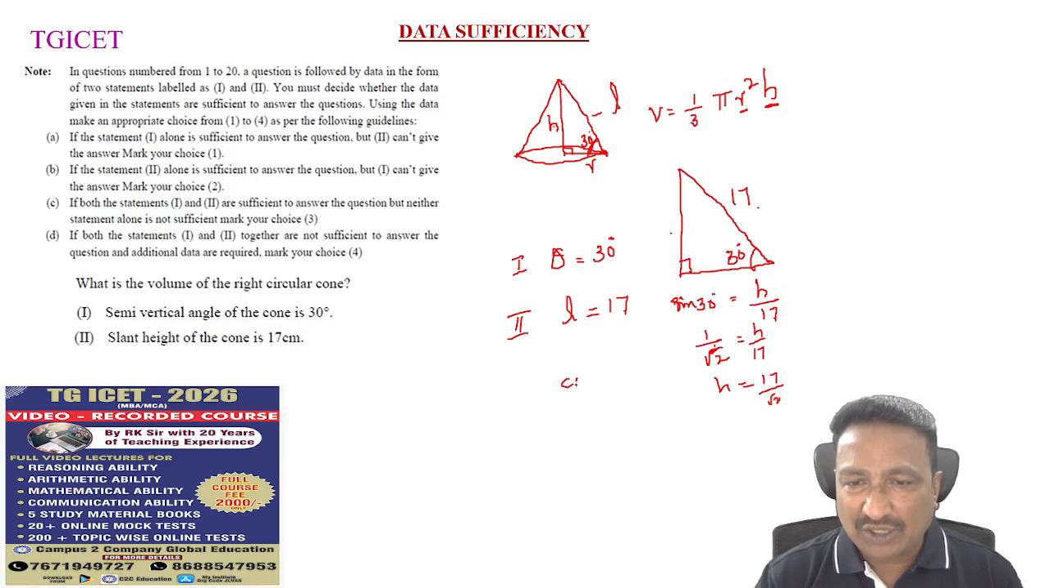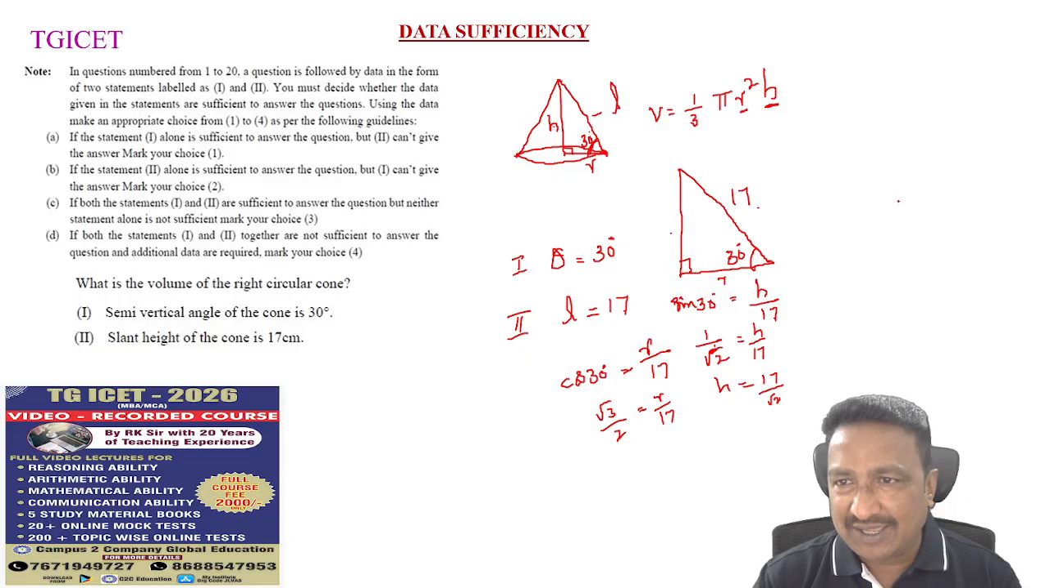Similarly, if you apply cos 30 is equal to adjacent, that is the radius, by 17. We should know the cos 30 value. Cos 30 is equal to root 3 by 2. So root 3 by 2 is equal to r by 17. From this we can find the r value. So we know the radius and we know h, so we can find the answer. For this, the answer is the third option, friends. This is purely a trigonometry based question.